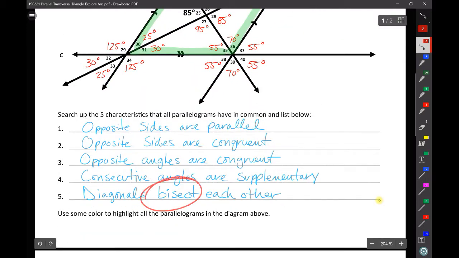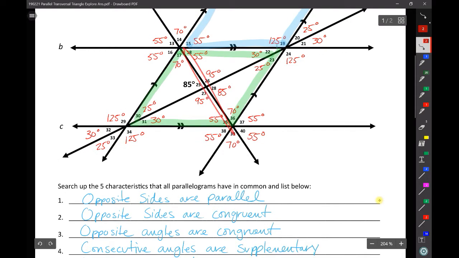bisect each other. Remember, this is a really important geometry word. It doesn't just mean cut into two parts. It means to cut into two congruent parts. And so if this diagonal bisects this diagonal and vice versa, if they bisect each other, then that means this diagonal is getting cut exactly in half. This piece has to be equal to this piece, and this piece has to be equal to this piece. They're cutting each other in half. That's what diagonals bisect each other means.